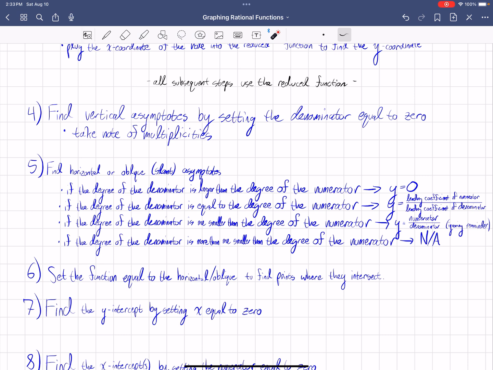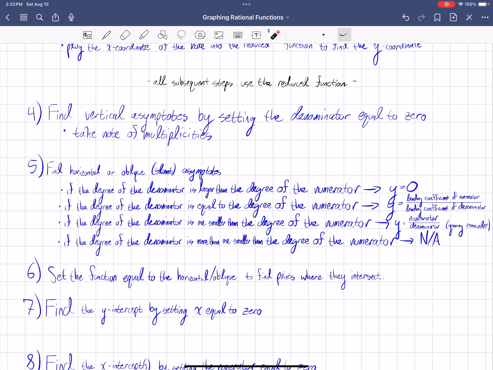So step 4, you're going to find the vertical asymptotes. And to do so, you'll just take the denominator and set it equal to 0. And you want to make sure to take note of the multiplicities you get when you find those vertical asymptotes. In other words, how many times you get each solution, because that'll have important implications when it comes to graphing when you get there.